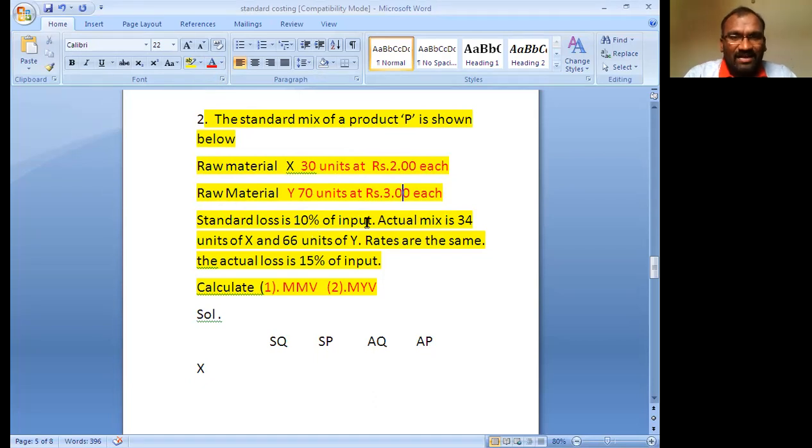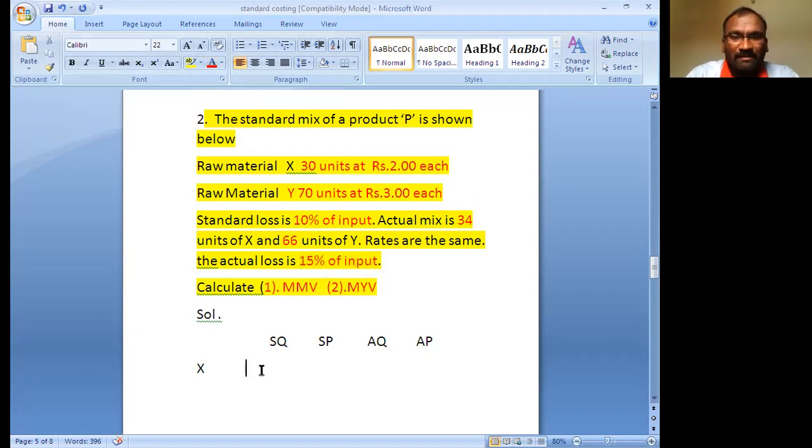Standard loss is 10%. The actual mix is also given. Actual mix means actual quantity. Actual quantity of X is 34 units, and Y is 66 units. The actual loss is given as 15%.